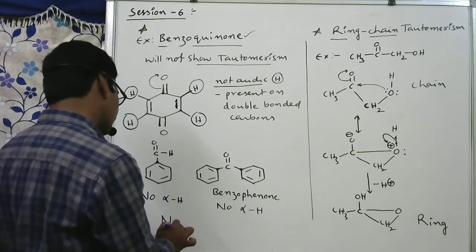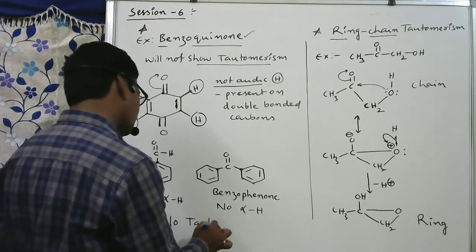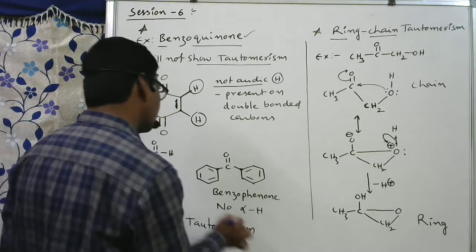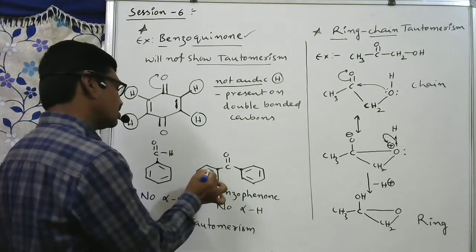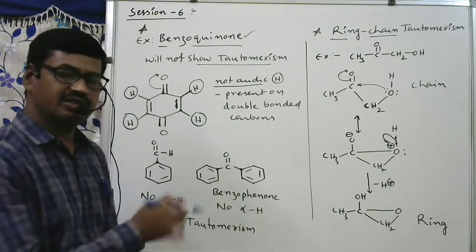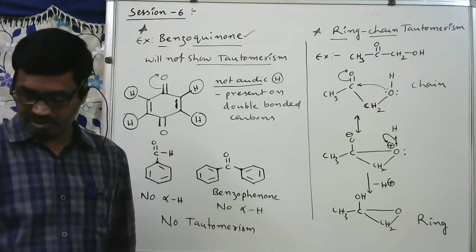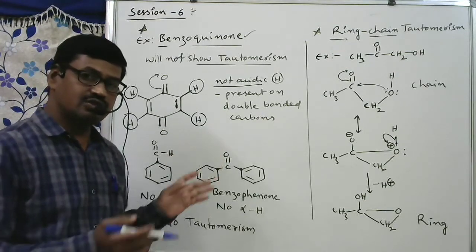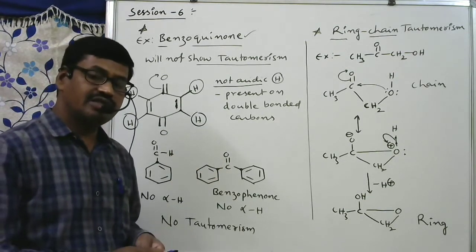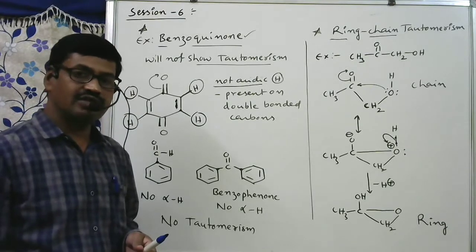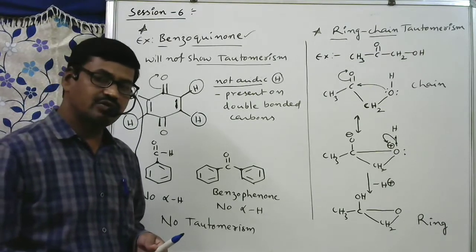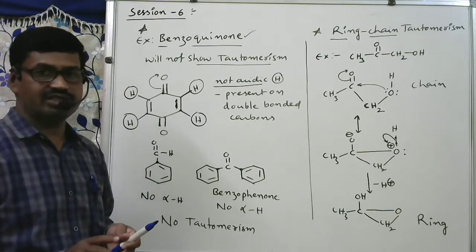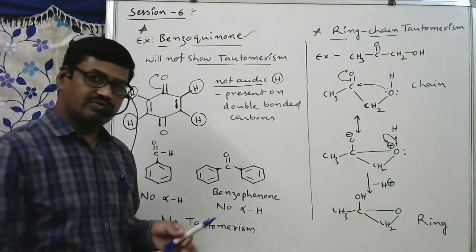Here no tautomerism. Remaining all compounds, like acetophenone also. Acetophenone means here, instead of the benzene ring, we write CH3. Minimum one alpha hydrogen is present, so it can participate in tautomerism. So there are different examples related to tautomerism: which will show tautomerism, which will not show tautomerism, and the order of enol content. In which compound enol content is more, in which compound enol content is less. All this information is very important from the examination point of view, so you have to remember this.